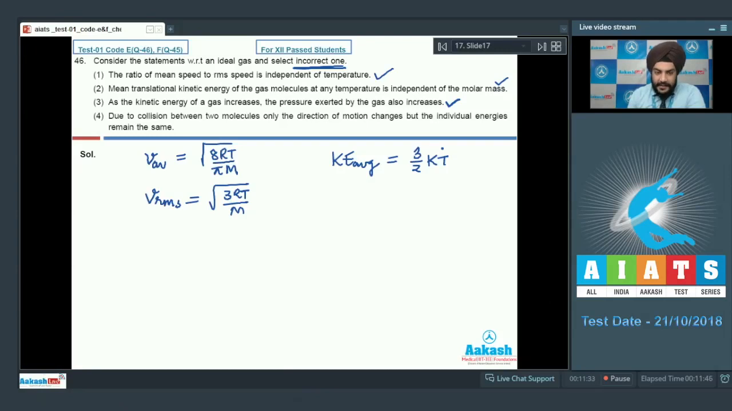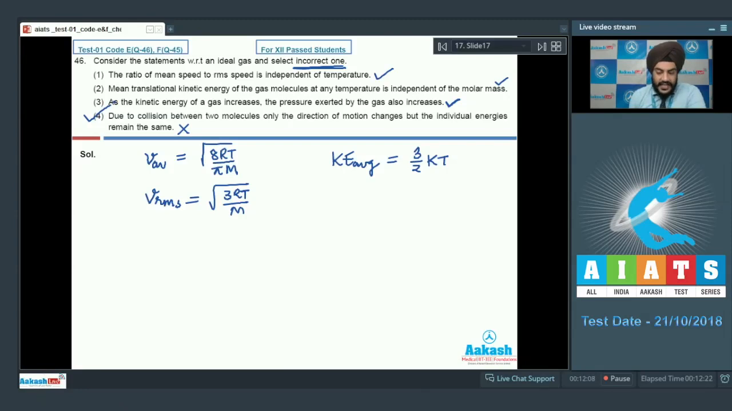Let us look at statement 4. Due to collision between two molecules, only the direction of the motion changes, but the individual energies remain the same. Students, the collision between the molecules is elastic. It does not mean that the individual energy will remain the same. It means that the overall energy of the two molecules under consideration will be same initially and finally. So this statement is incorrect. So we have to mark option 4 as the correct answer to question number 46.